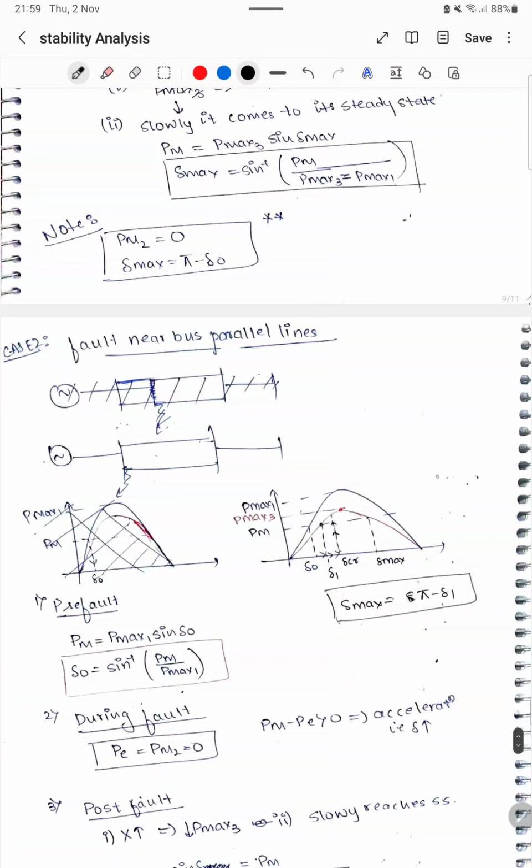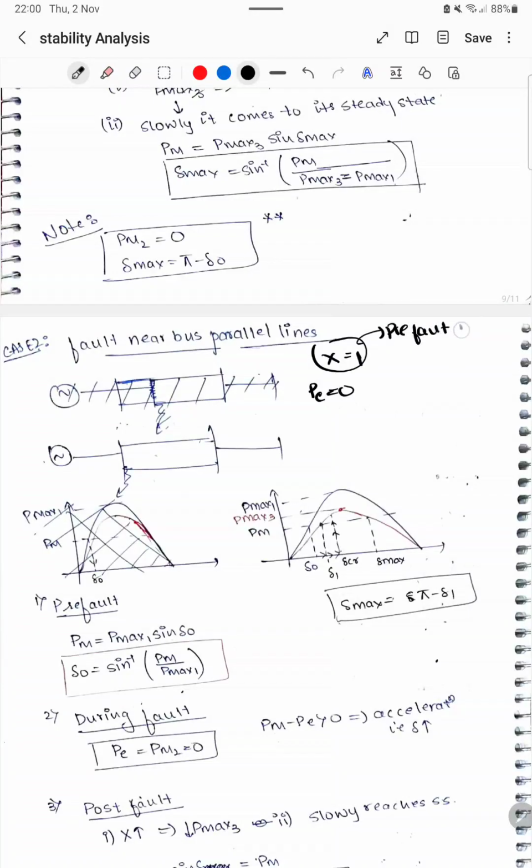Now coming to case 2, wherein there are two parallel lines and fault occurs at the bus. So let's first discuss the pre-fault: x will be, let's say, some x, nothing but 1. Okay, during fault what happens, we technically don't care, P becomes 0. This is pre-fault.